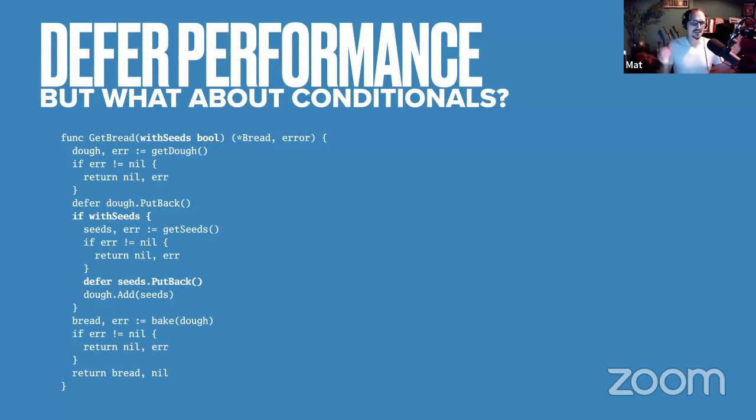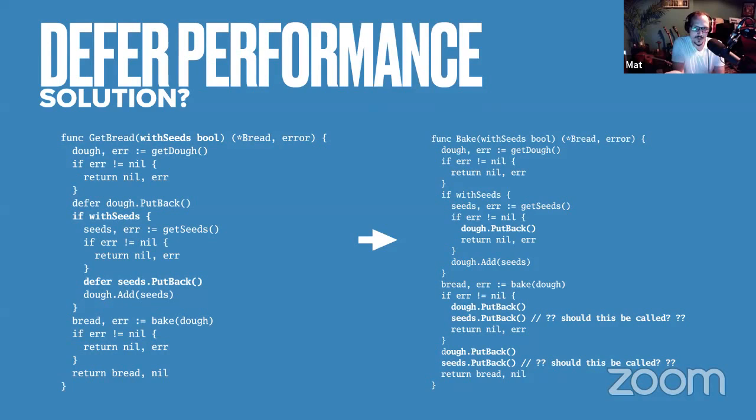But what about conditionals? Remember the runtime element of defer. And this is an example that demonstrates that. If we add this with seeds bool as an optional argument, then I'm going to check if that with seeds is true, then we're going to get the seeds and defer putting the seeds back. That means I'm not always going to put the seeds back. So we can't just open code everything. We have to be a bit smarter than that. It leaves the question here, when we put the seeds back, we don't know if we should or not. We'd have to go and maybe copy or do some more work.